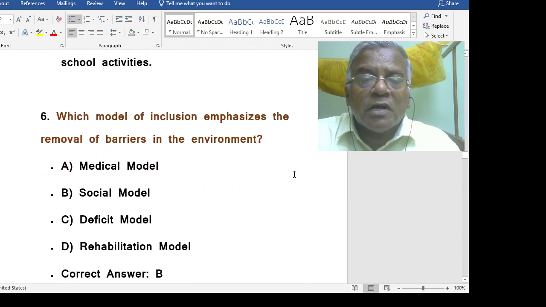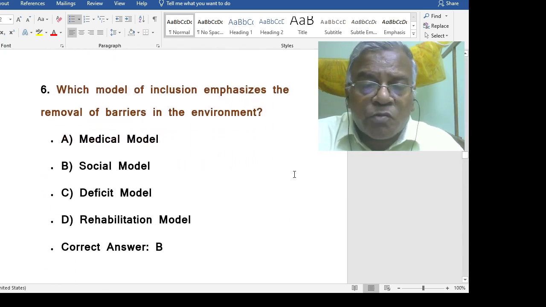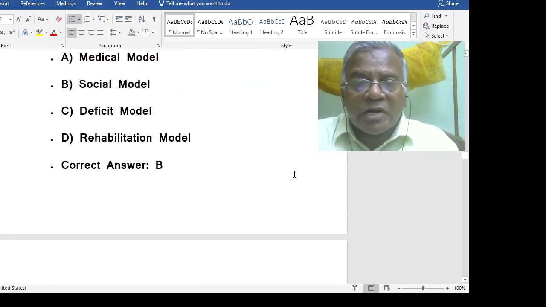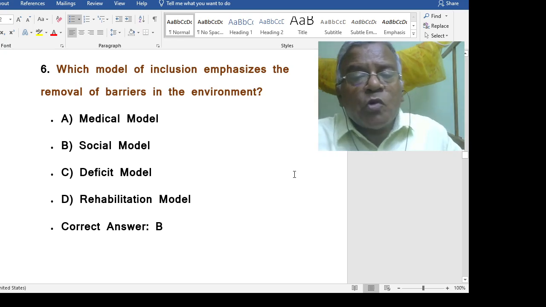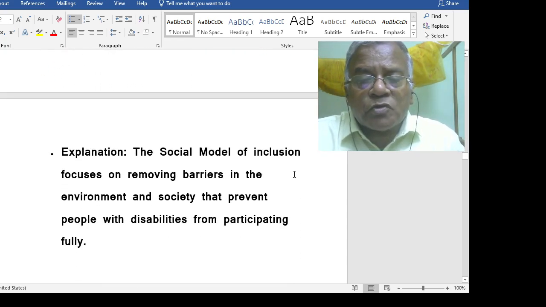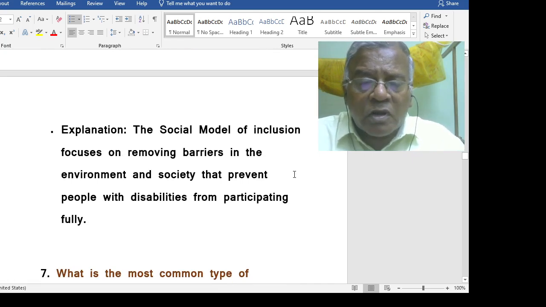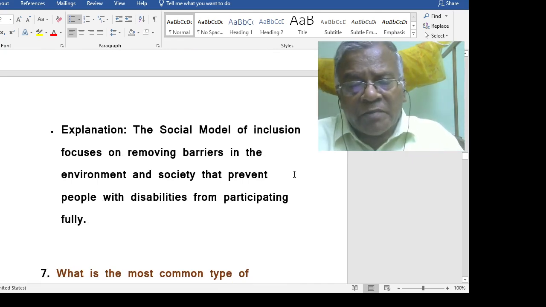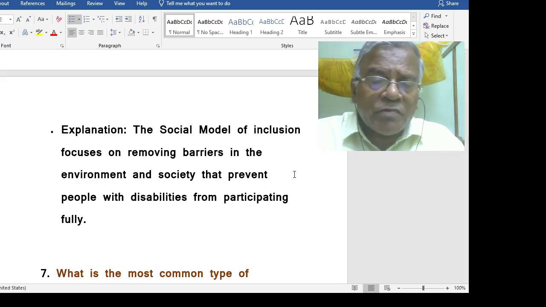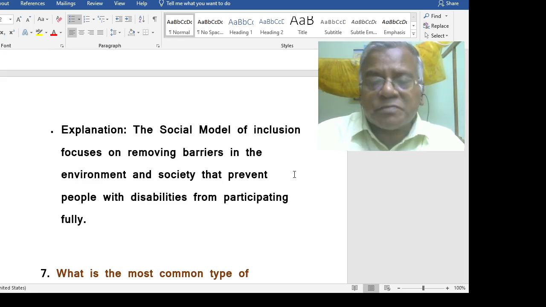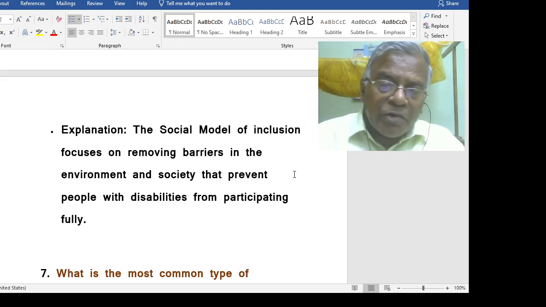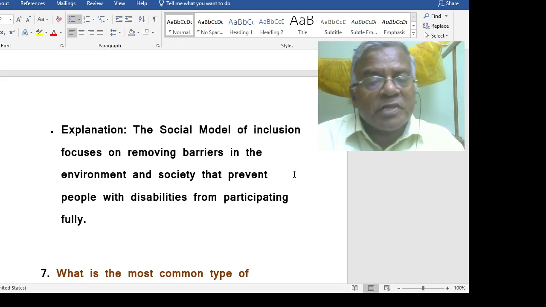school activities. Which model of inclusion emphasizes the removal of barriers in the environment? That is, social model. The social model of inclusion focuses on removing barriers in the environment and society that prevent people with disabilities from participating fully. That is, the society should accept such people. All human beings should accept such people with disabilities.